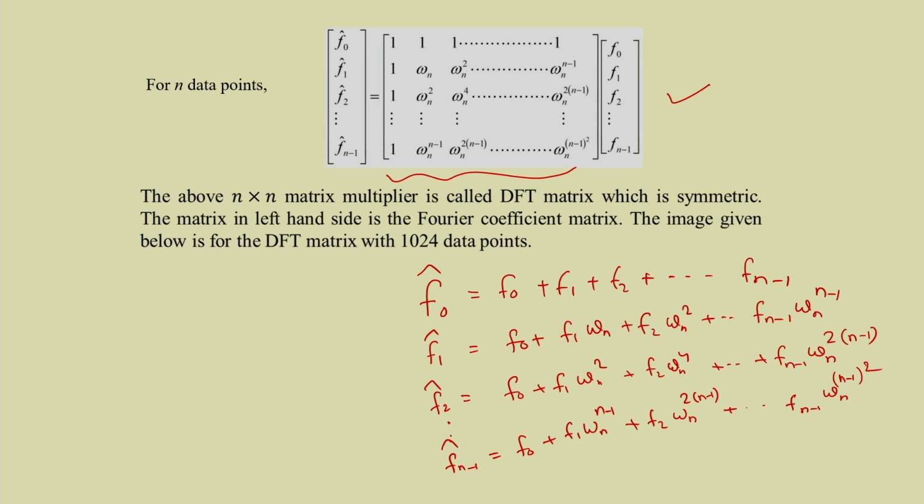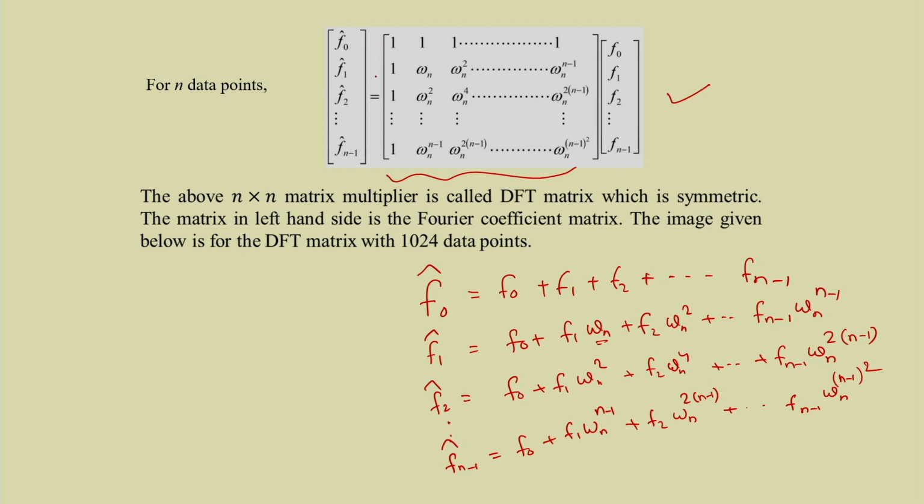So, left side f 0 cap, f 1 cap, f 2 cap and finally f n minus 1 cap will be equal to, if you take in the right hand side f 0, f 1, f 2 and f n minus 1. So, for the first row the coefficients are 1, 1, 1. So, everywhere is 1. For the second line the coefficient starts with 1, then omega n, then omega n square, then omega n to the power n minus 1, and for the third line it is 1.